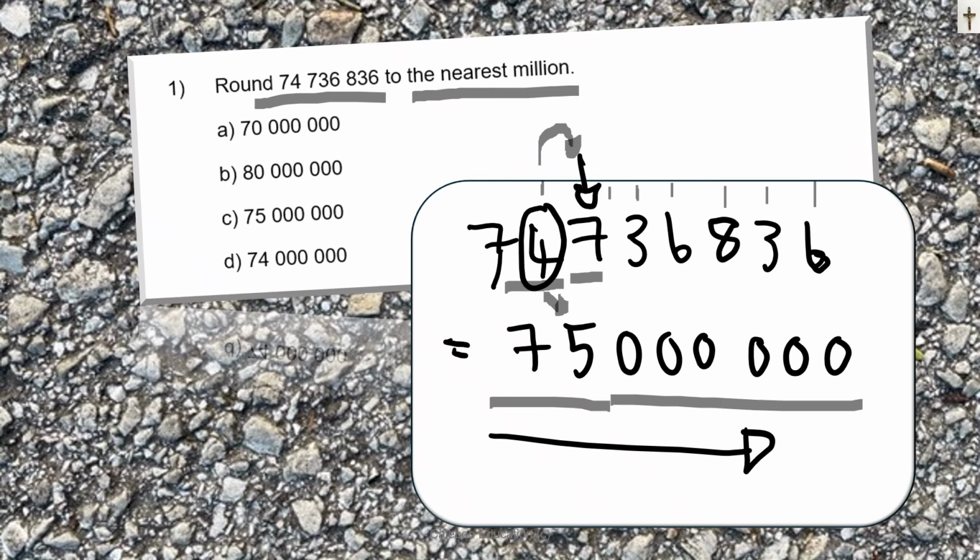This takes a bit of practice, but very important is identifying the unit and what each number represents. Ones, tens, hundreds, thousands, 10,000s, 100,000s, and then millions. So the 4 represents millions, and then we can take it from there. So it's 75 million. The answer is C, 75 million.